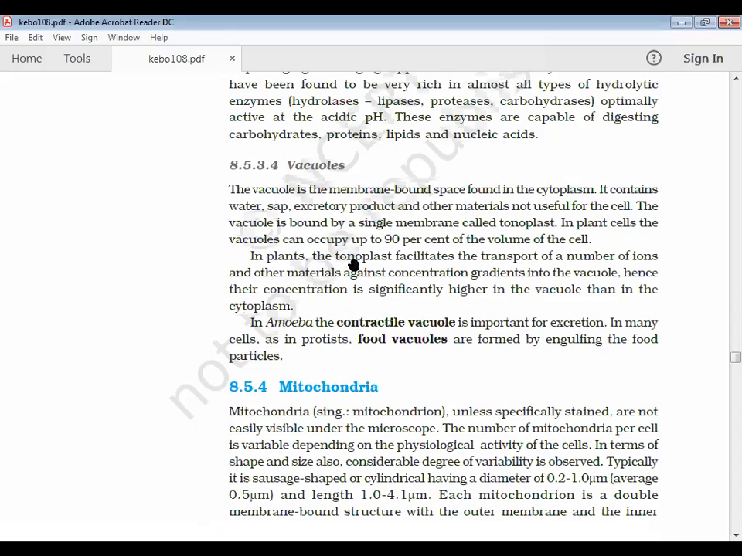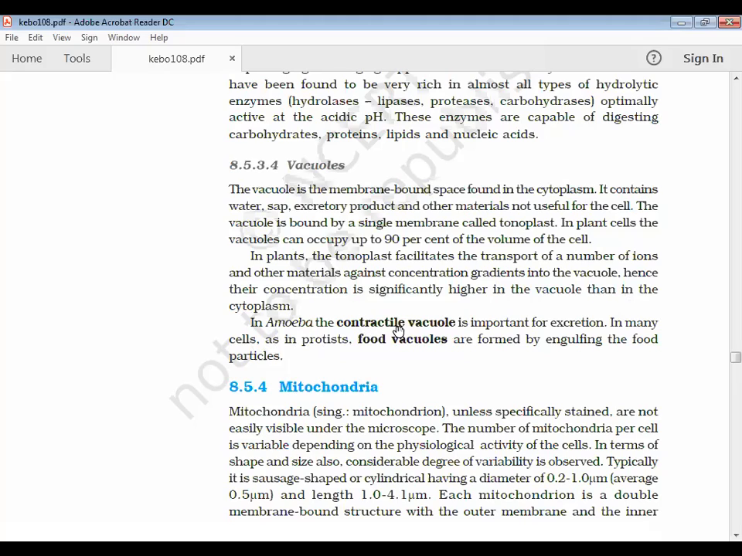In plants, the tonoplast facilitates the transport of a number of ions and other materials against concentration gradients into the vacuole. Hence, their concentration is significantly higher in the vacuole than in the cytoplasm.